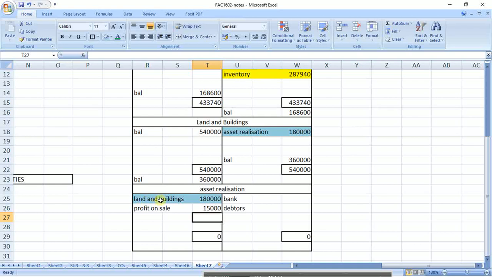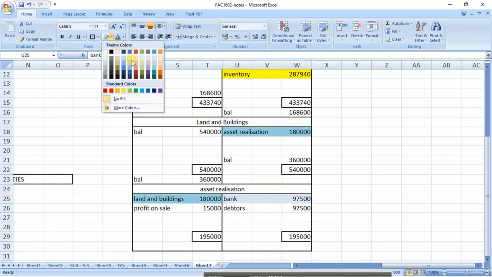Okay, so what does that give you? Which side's bigger here? This side's bigger, right? So 180 plus 15 gives you 195. Half of it is going to be sold for cash, half of it is going to be sold on credit. So 195 divided by 2, so it is 97,500 for that.